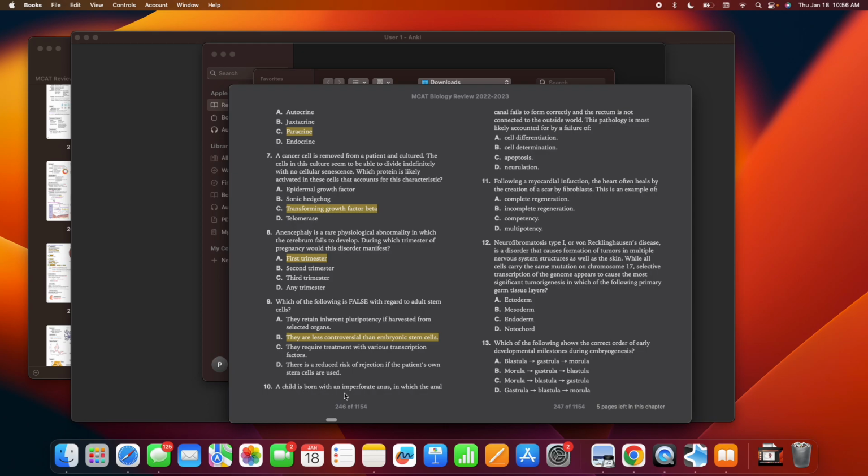If a child is born with an imperforate anus, in which the anal canal fails to form correctly and the rectum is not connected to the outside world, this pathology is most likely accounted for by a failure of cell differentiation, cell determination. Apoptosis is like cell death. No, neurulation, that's for the nervous structure. So it failed to form correctly, the anal canal, and the rectum is not connected to the outside world.